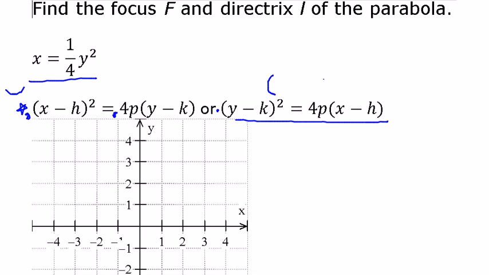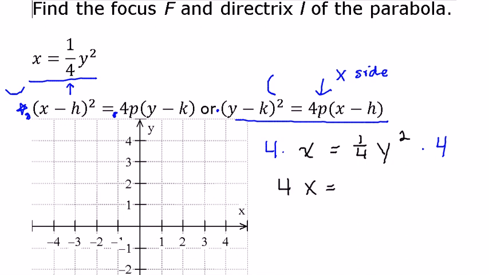One thing you'll notice is the 4p, that's just a constant, a number, and that number is supposed to be on the x side. Our number in our formula is a 1/4, and it's on the y squared side. So we have to get our 1/4 on the other side. It won't be a 1/4 on the other side though, will it? Okay, so we're starting with x equals 1/4 y squared, and we're going to get the 1/4 onto the x side. So let's multiply both sides of the equation by a 4. So we have 4x equals y squared.